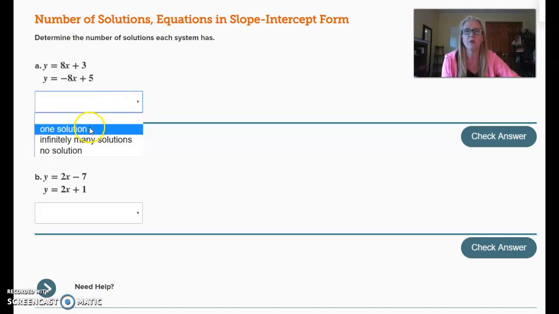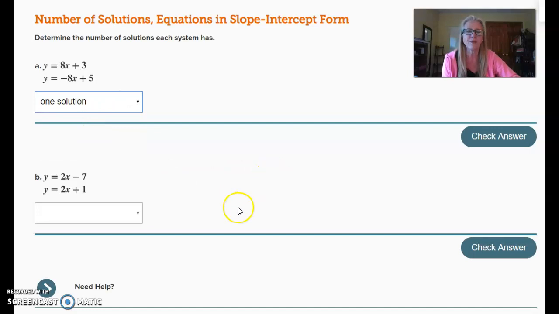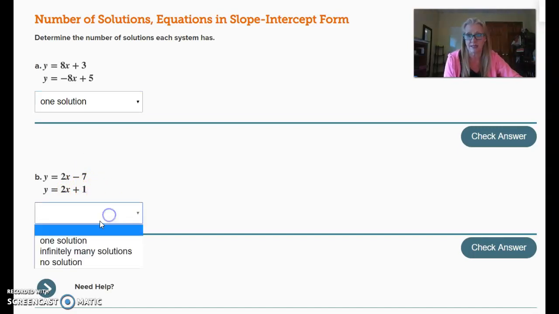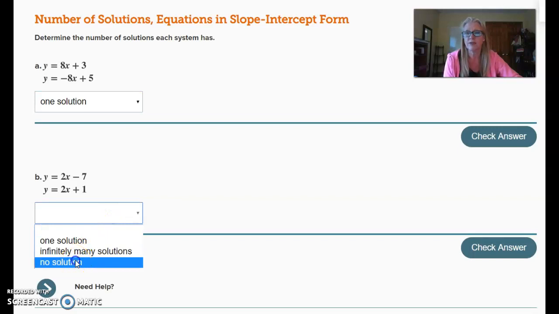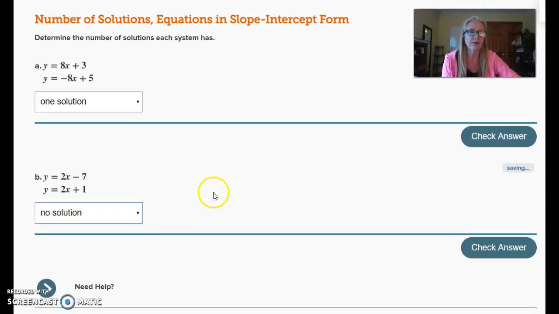So this is going to be one solution. Now, these ones, looking at the slopes, if the slopes are the same and the y-intercepts are not, they are parallel and they will never meet. So they have no solution. The only other thing that could happen is you could have the slopes be the same and the y-intercepts be the same. If that's the case, they're the same line, and they would have infinite solutions.